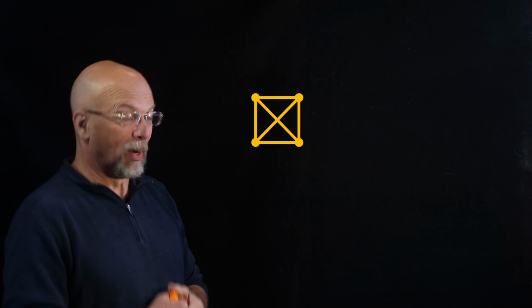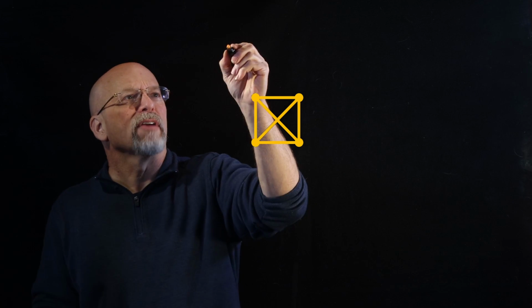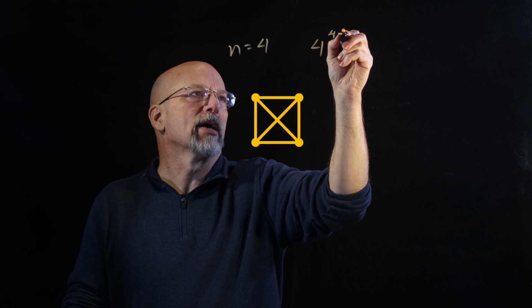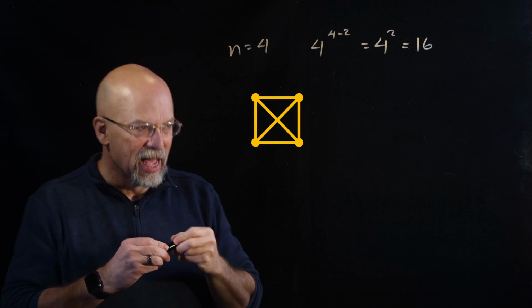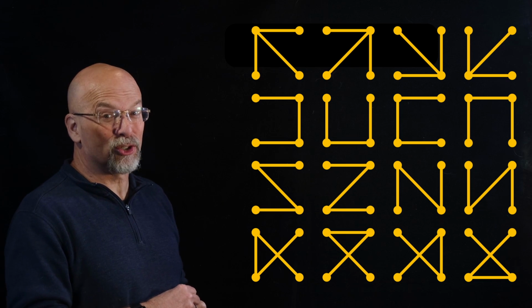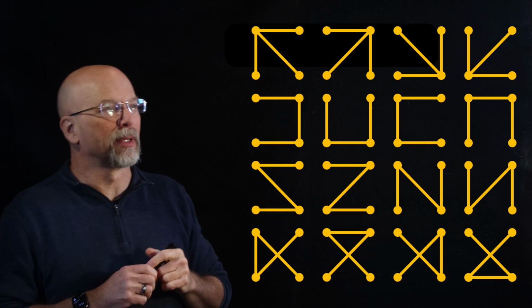Now, what about this 4-node complete graph? Well, the complete graph has 1, 2, 3, 4, 5, 6 edges, all right? Well, if n is equal to 4, then 4 to the 4 minus 2 is equal to 4 to the 2, which is equal to 16. That means that there are 16 possible spanning trees that are a result of this 4-vertex complete graph.